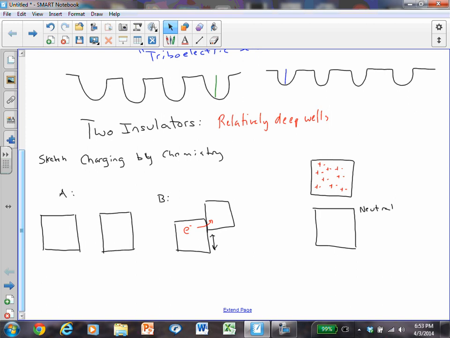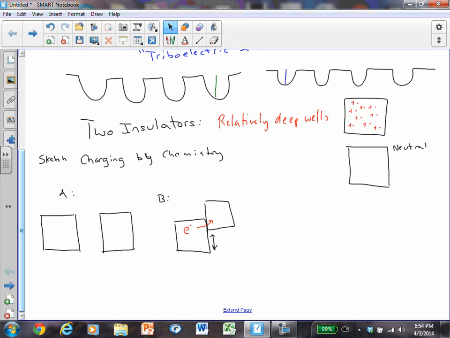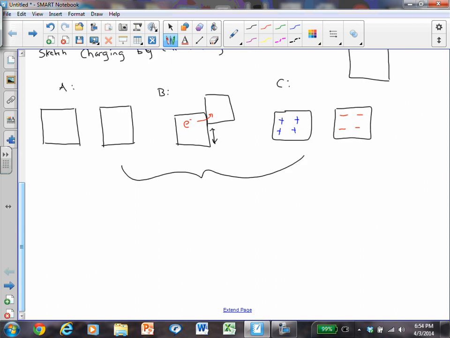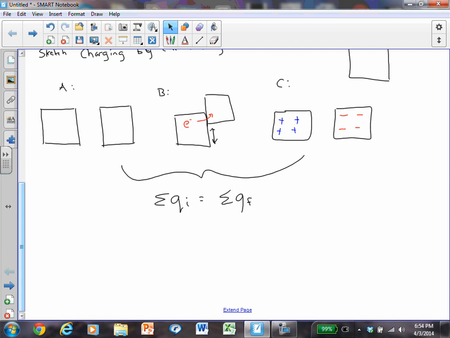then we will end up with the block on the left being overall positively charged, and the block on the right, because it gained extra electrons, having an overall negative charge. Here, we could still see in this process that the sum of Qi, neutral, is the sum of Qf, also neutral, 4 plus is 4 minus. So that would show charging by chemistry.